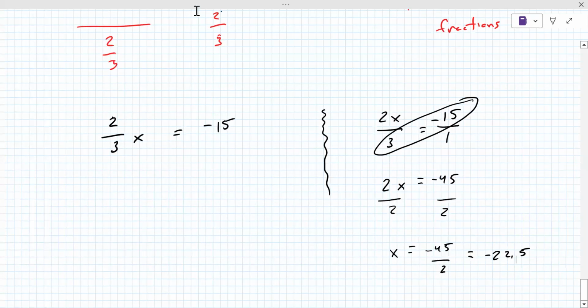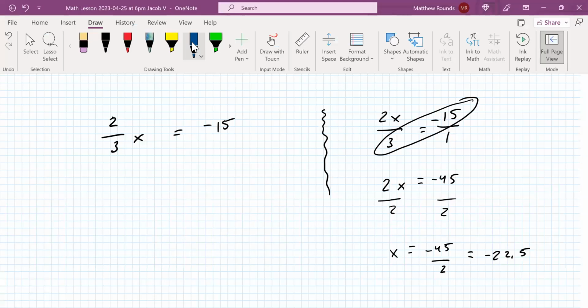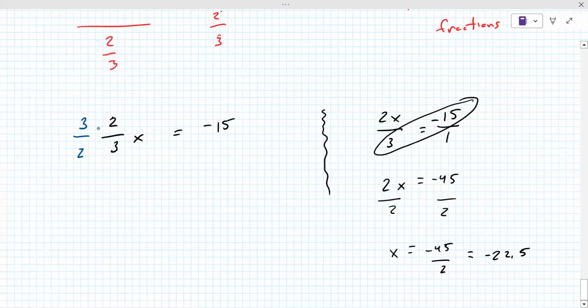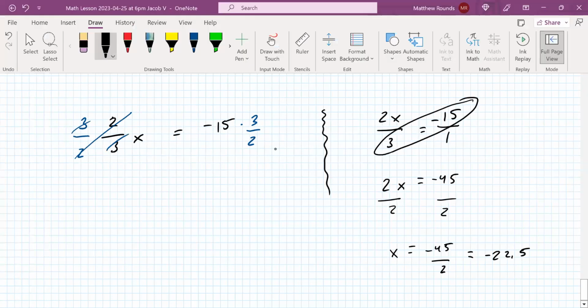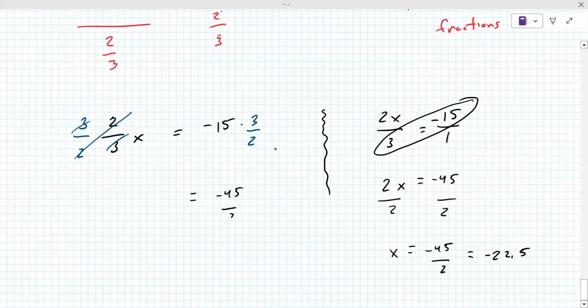The other way, and this is the way I want you to do it, because this is what good math students do, is they multiply by the reciprocal. On the left, it cancels. On the right, you get -45 divided by 2. Notice it's the same value.